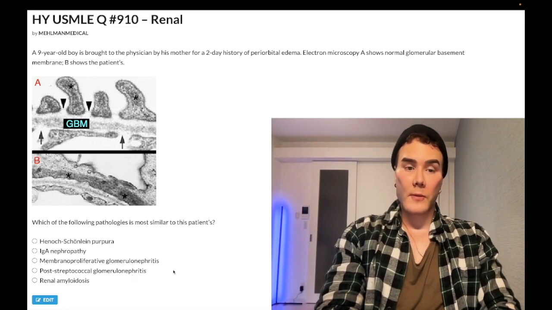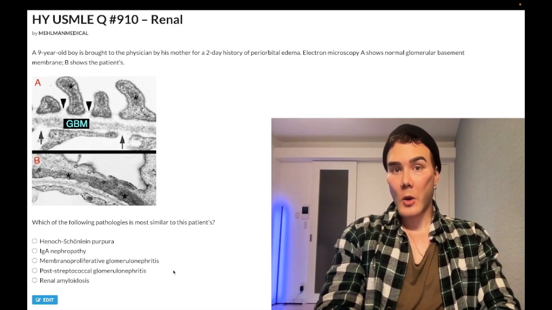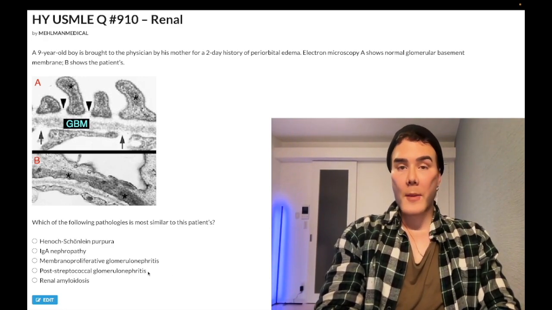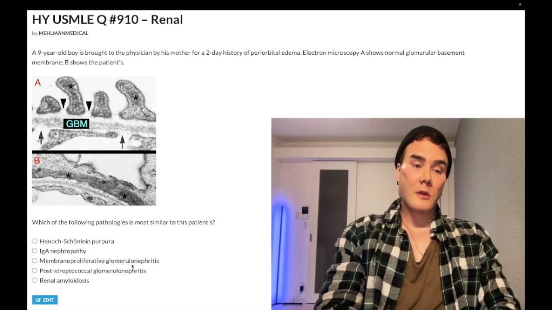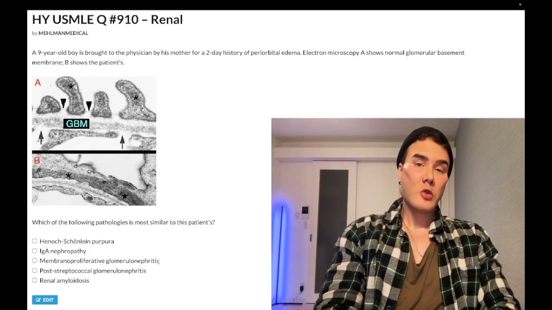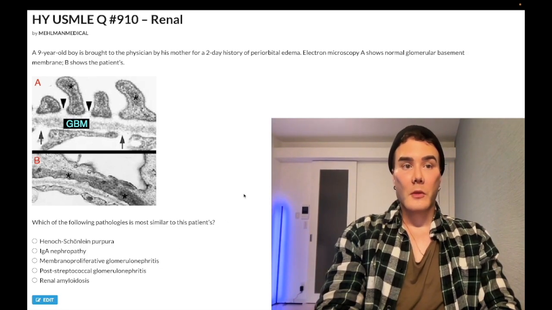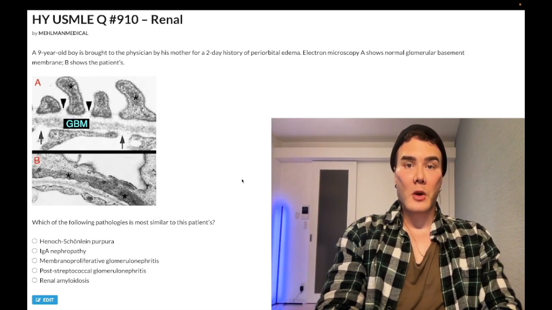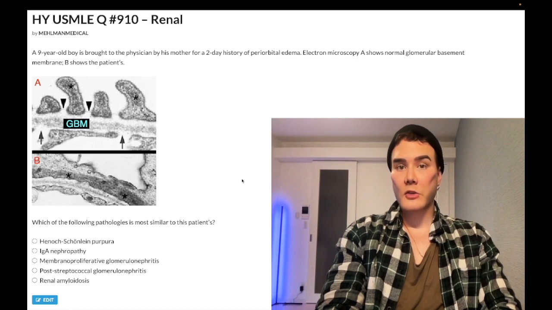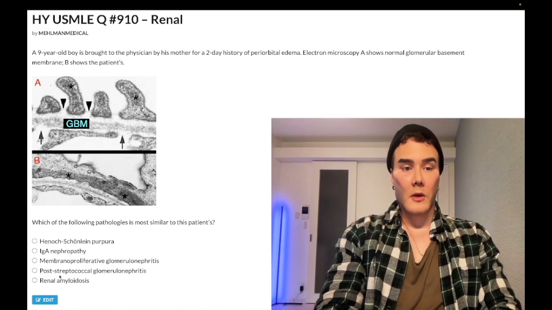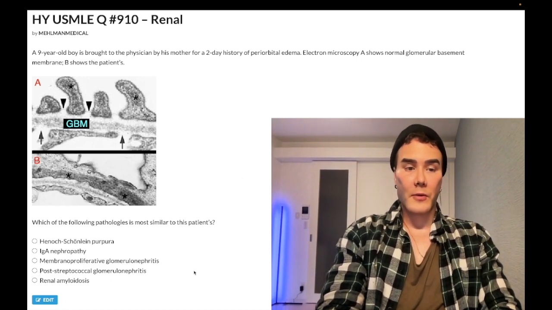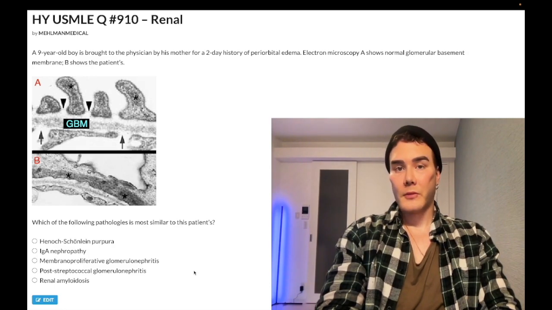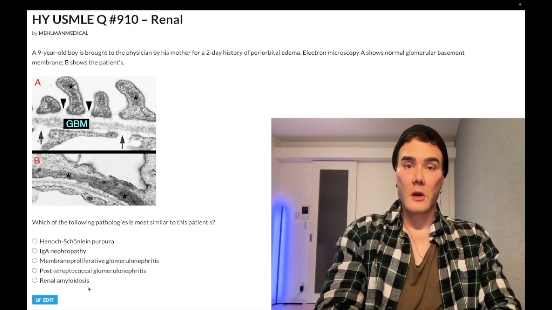PSGN, sore throat, red urine 1 to 3 weeks later, holy shit, that's going to be immune complex deposition, type 3 hypersensitivity. And don't confuse this with rheumatic heart disease, type 2 hypersensitivity, where you have antibodies developed against the M protein of Strep pyogenes that cross-reacted with the mitral valve. Wrong answer. Choice E, renal amyloidosis, correct answer. It's the only nephrotic syndrome listed here.